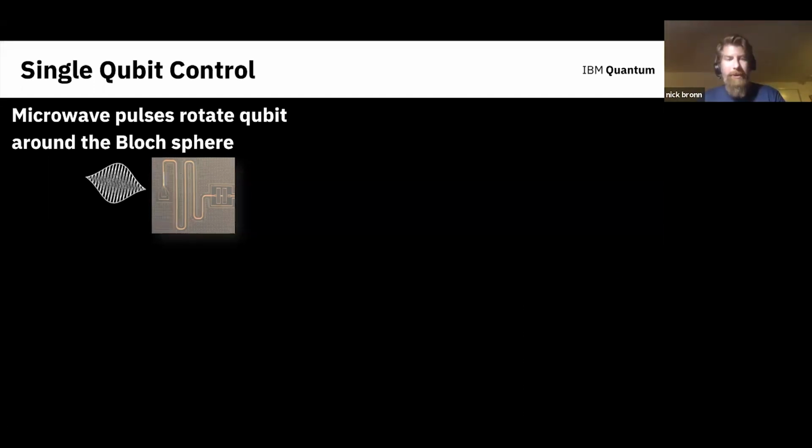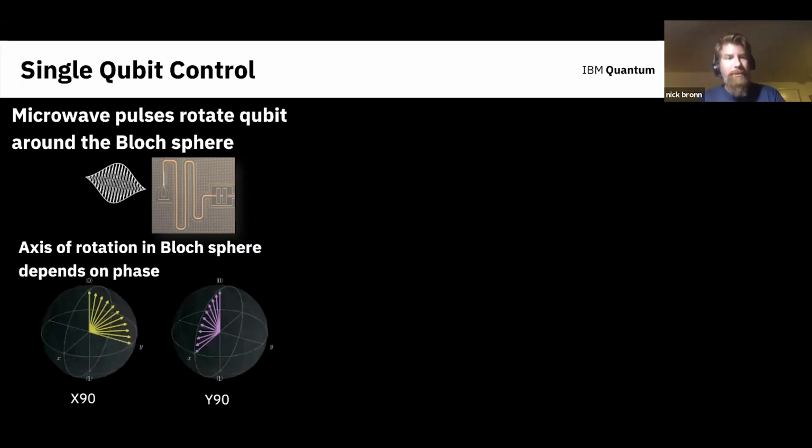And then we typically put a derivative component on the quadrature, something we call a DRAG pulse, for derivative removal of adiabatic gate, which helps prevent leakage to the 2 state, because the transmon is not actually a qubit. It's got many levels, but we want to confine ourselves to the 0 and 1 level. So what these microwave pulses do is they just rotate you around an axis in the XY plane of the Bloch sphere. So the only difference between an X rotation and a Y rotation is the phase is 90 degrees shifted between the two, which kind of leads us to another trick that we do.